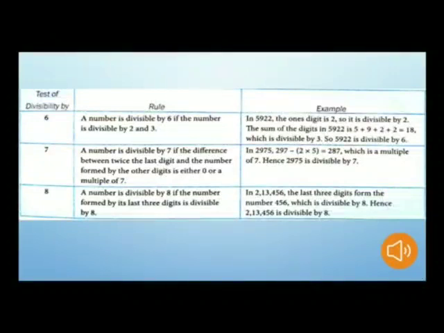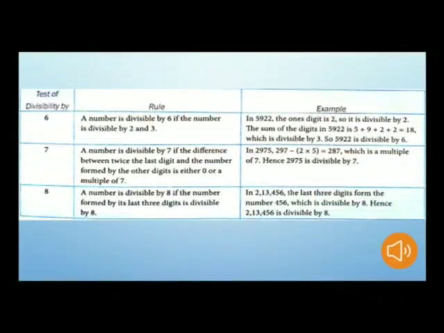Dear students, now let's see the divisibility test by 6. A number is divisible by 6 if the number is divisible by 2 and 3. As you can see in an example, in 5922, the ones digit is 2, so it is divisible by 2. And the sum of the digits in 5922 is 5 plus 9 plus 2 plus 2, which gives you 18, which is divisible by 3. So 5922 is divisible by 6. Or you can say, if a number is divisible by 2 and 3 both, it will be divisible by 6.